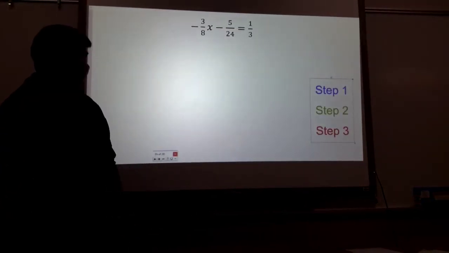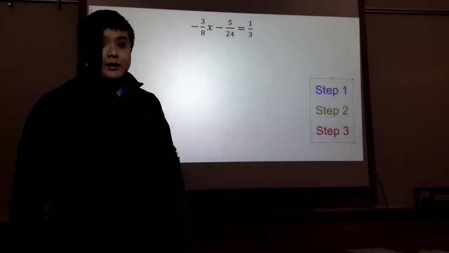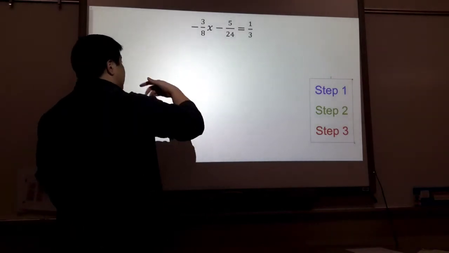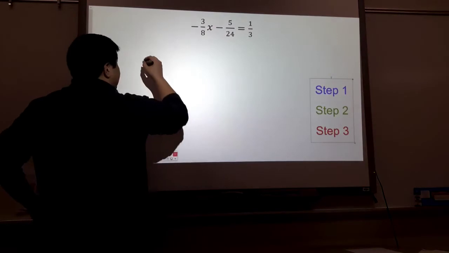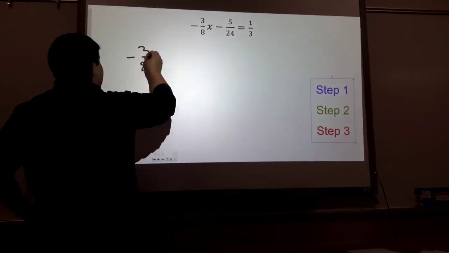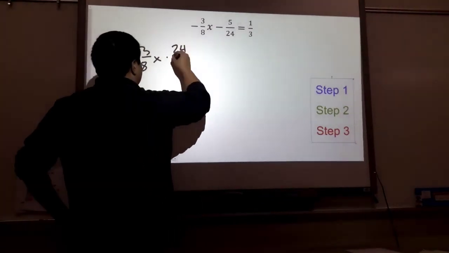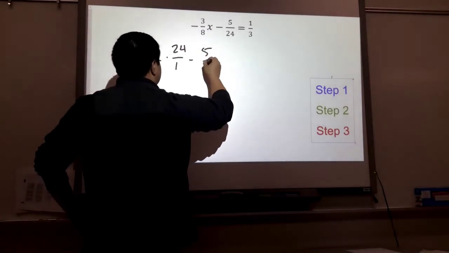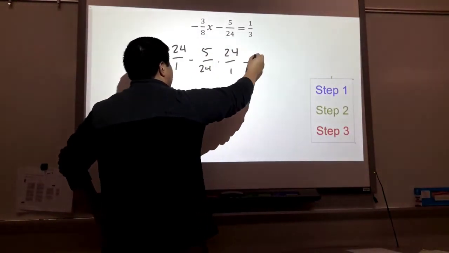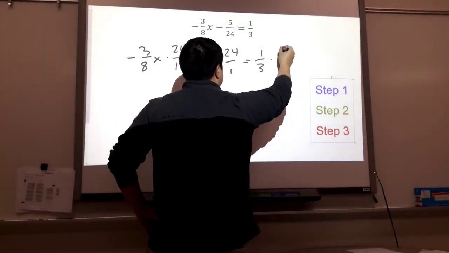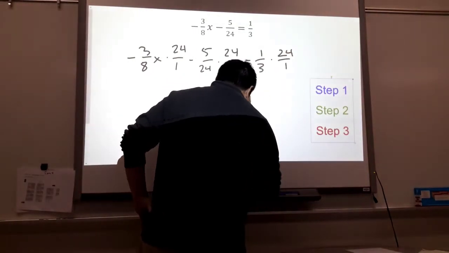Our next problem. Here, our common denominator is going to be 24, because the common multiple of 8, 24, and 3 is 24. So we have negative 3/8 x, we're multiplying by 24 over 1, minus 5/24 times 24 over 1 equals 1/3 times 24 over 1. We're going to cross cancel.